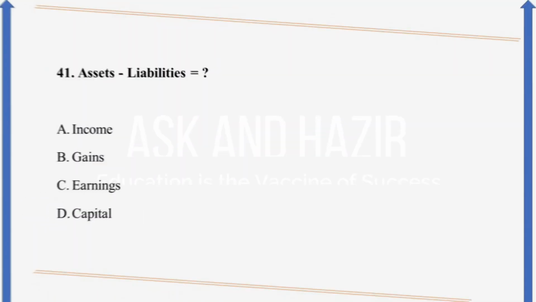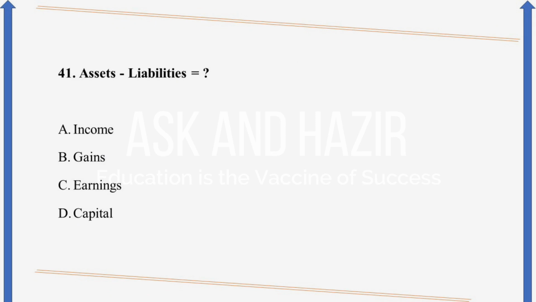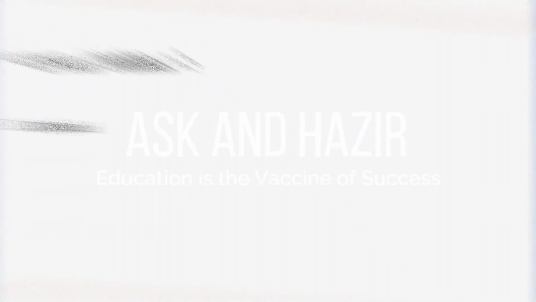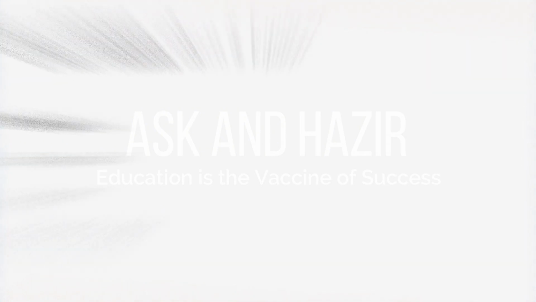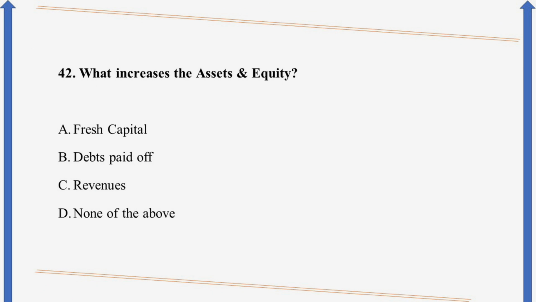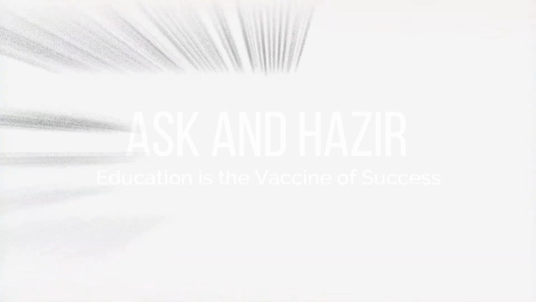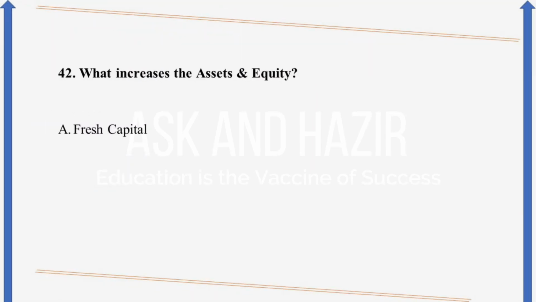41. Assets minus liabilities equals income, gains, earnings, capital. Answer, D. Capital. 42. What increases the assets and equity? Fresh capital. Debts paid off. Revenues. None of the above. Answer, A. Fresh capital.